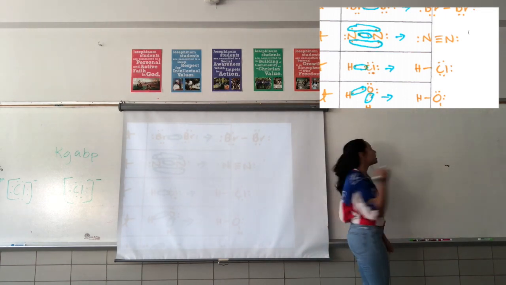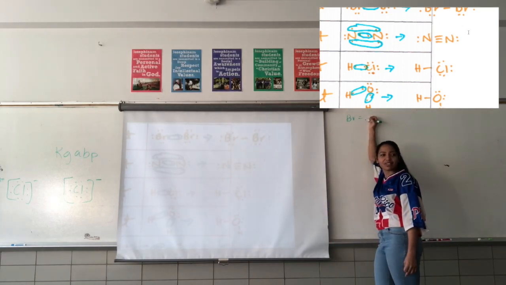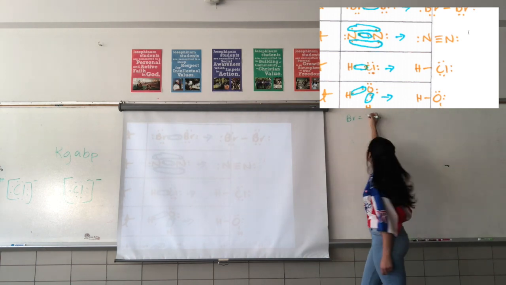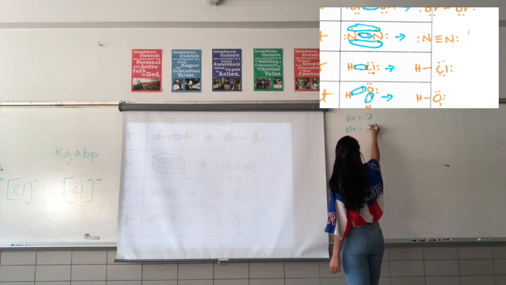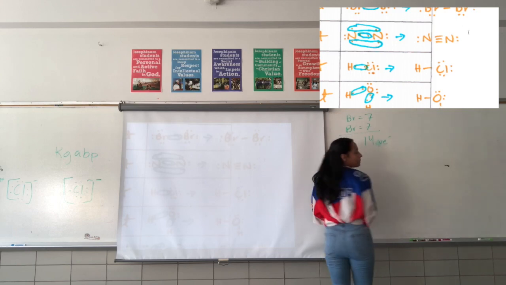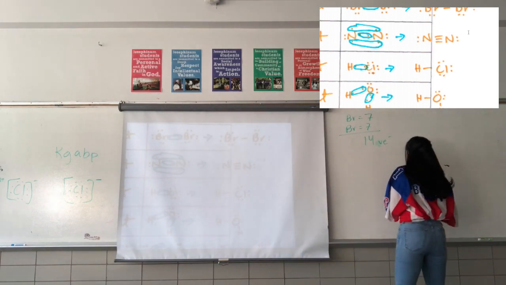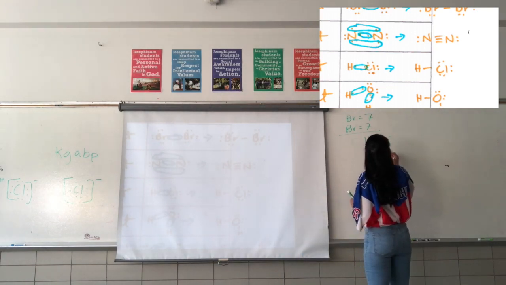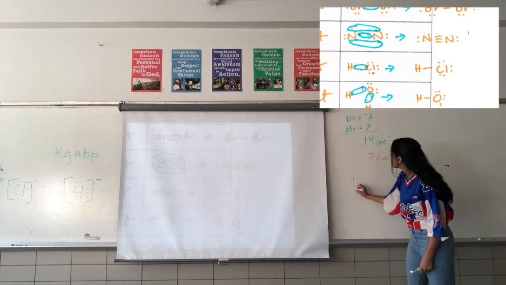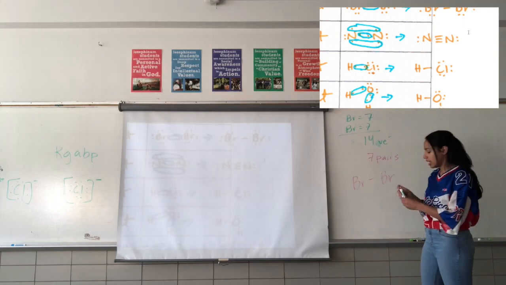Valence electrons. Yes, so bromine has how many valence electrons? Somebody raise your hand. How many valence electrons for bromine? Leslie. 7. 7, and I have 2 bromines. So 14 valence electrons. How many pairs is that? 7 pairs, yeah. So then all I have to do is just immediately bond the bromines, and then fill in the rest, okay? Let's see if that works out.